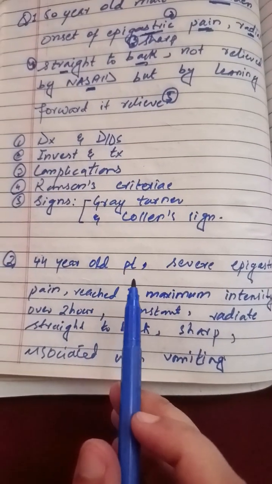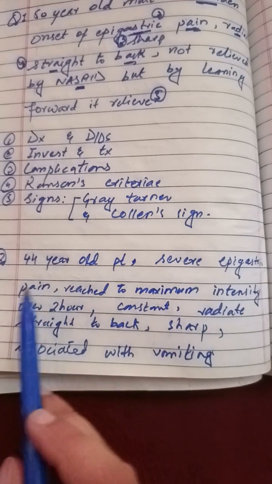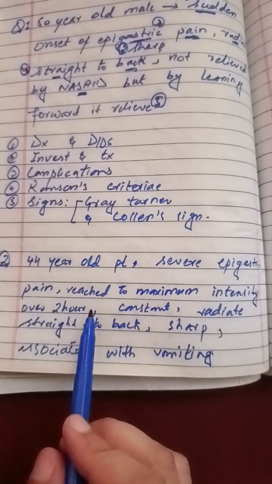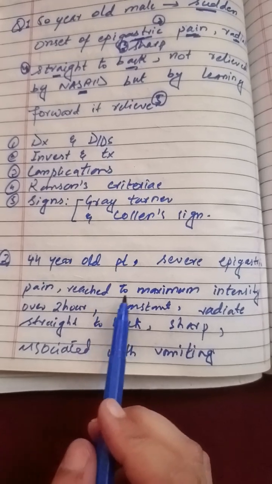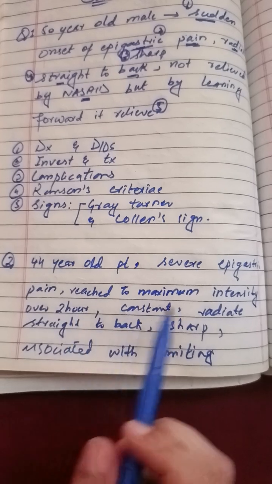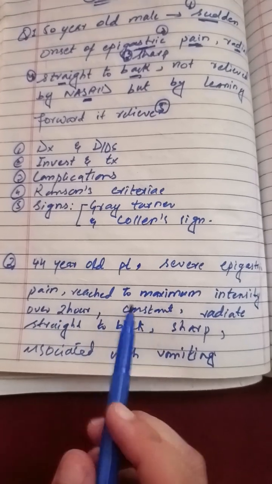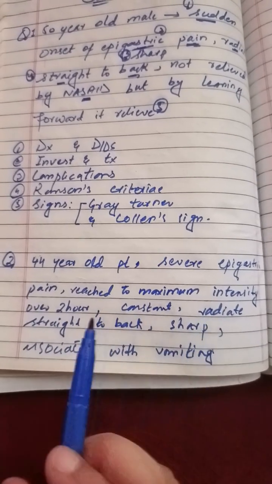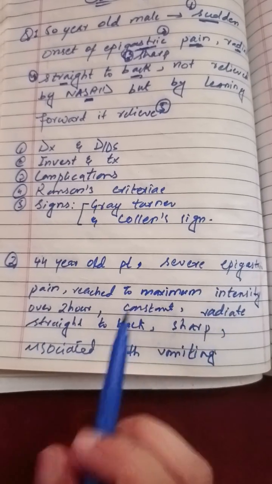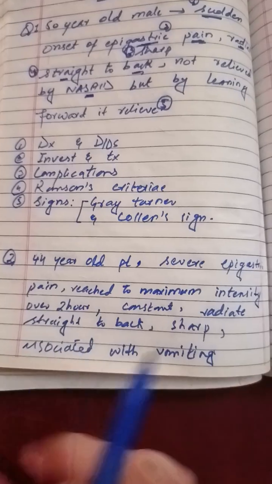Then in a second scenario, there is a 44-year-old patient with severe epigastric pain which reached the maximum intensity in 2 hours. The pain is not relieving but it is increasing in intensity over 2 hours. It is constant. It is radiating straight to the back. It is sharp in nature and it is associated with vomiting.